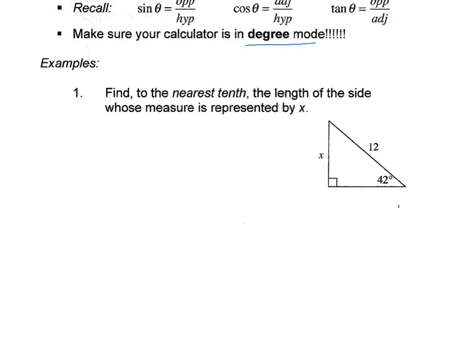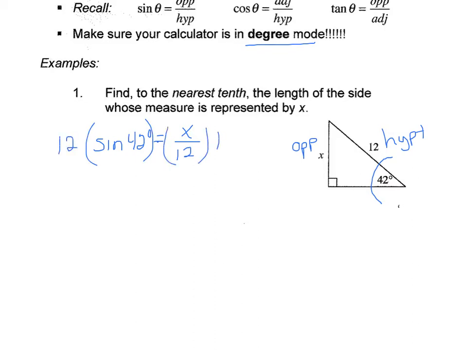Find to the nearest tenth the length of the side whose measure is represented by x. Remember, we're never allowed to go from the right angle. So we're going to go from this 42-degree angle. According to the 42-degree angle, we have the opposite and the hypotenuse sides labeled, or we're looking for one of them. So opposite and hypotenuse is sine, so sine of 42 degrees equals x over 12. All right, we want to solve for x. So the best thing to do is multiply both sides by 12. So on the calculator, 12 times the sine of 42 degrees, enter. To the nearest tenth, 8.0 or 8.